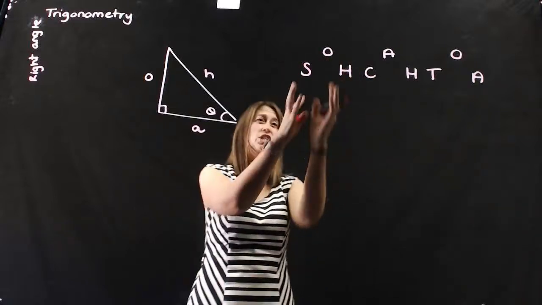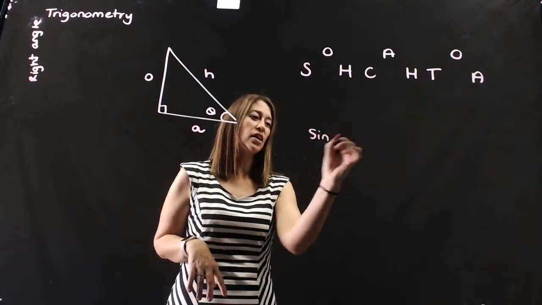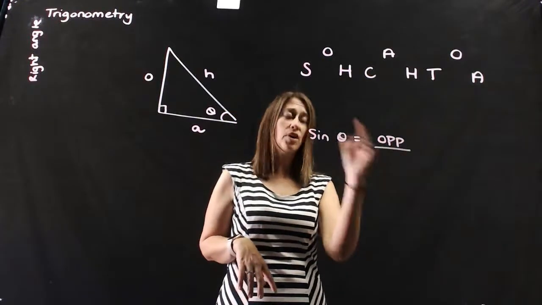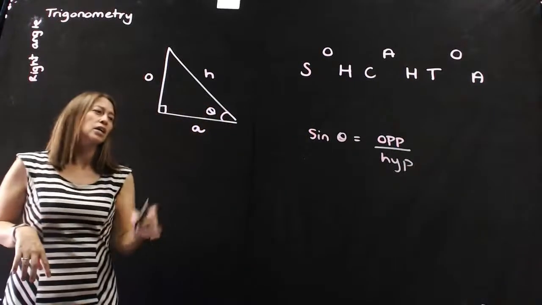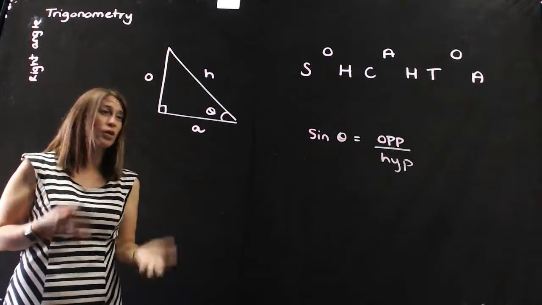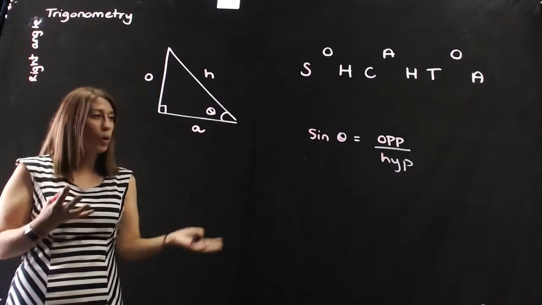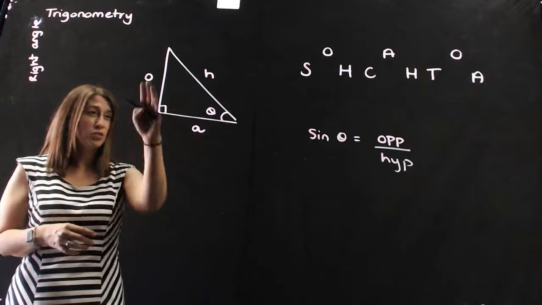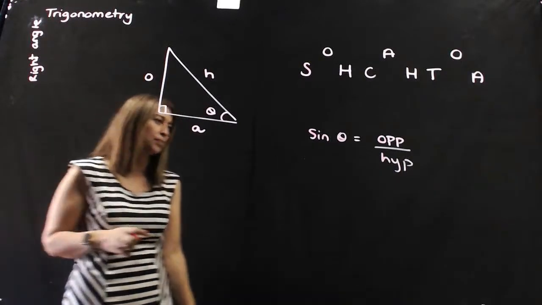So within this first word, Soh, this is the ratio of sine theta. Sine theta equals the opposite side divided by the hypotenuse side. Now, let's have a look over here. If I have the opposite and I have the hypotenuse of a triangle, I would then go and use the sine ratio to find the unknown angle. Or if I had the angle and I was trying to find either the hypotenuse or the opposite, I would need one of those to be able to use this ratio.